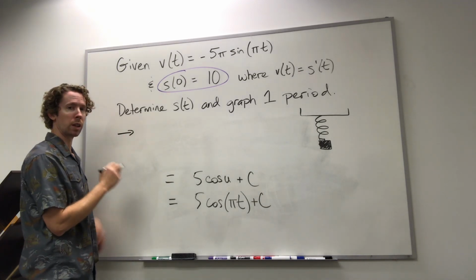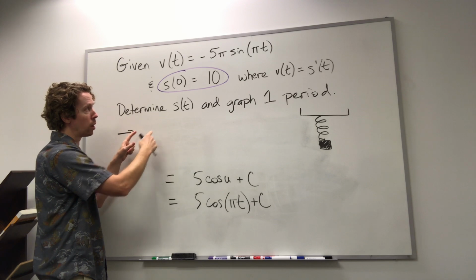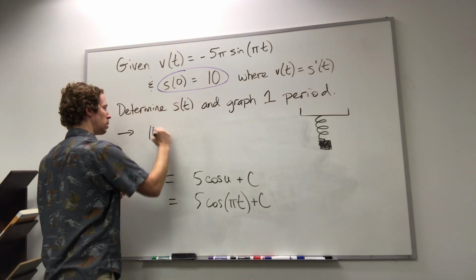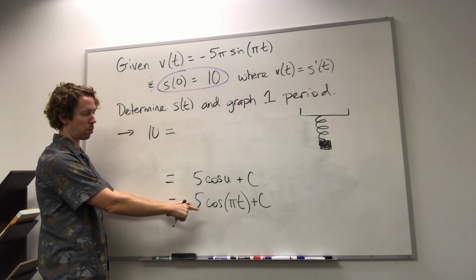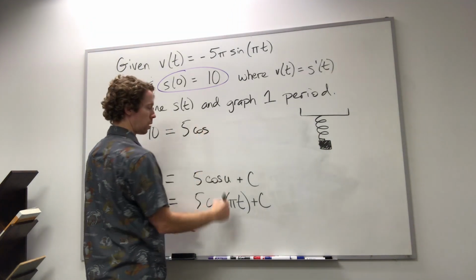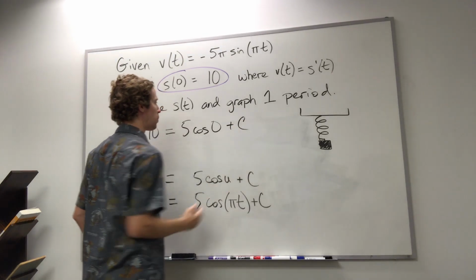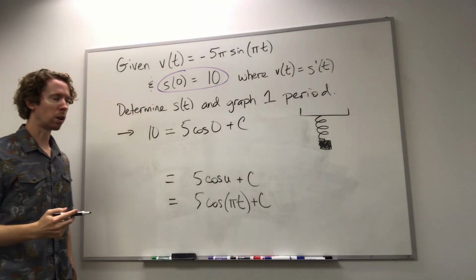So I'm going to do that. Plug in t equals 0 to both sides of the equation. On the left I get s of 0, and I know that's equal to 10. On the right, when I plug in t equals 0, I get 5 times cosine of 0 plus c. Cosine of 0 is 1.